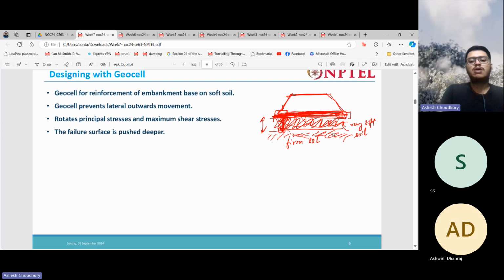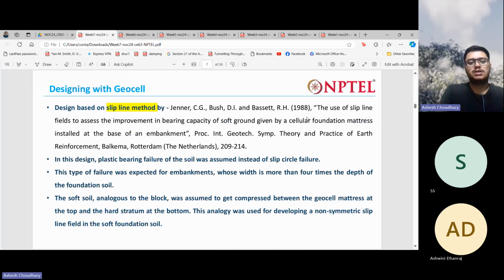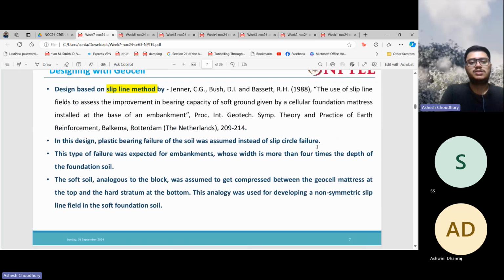So in that case, how do we construct the embankment, what can we do to strengthen it? In that case, you can use the geocell. Here, at this level, you can use a geocell. So they are designing with geocell, everything we discussed in detail.